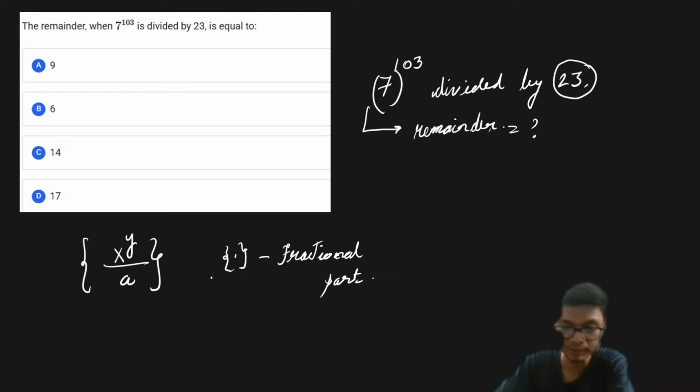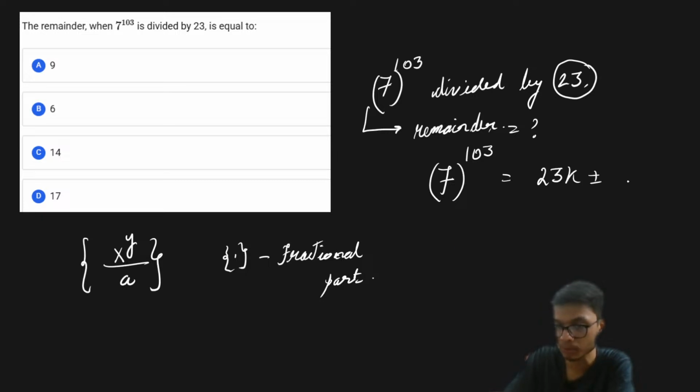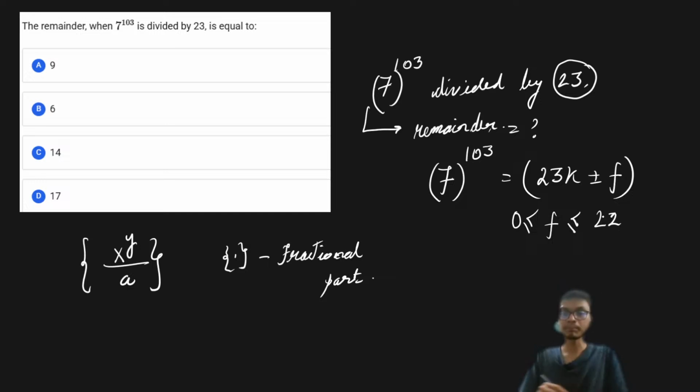let us use the binomial theorem in order to find a common factor such that it gets cancelled out, and ultimately you're left with one more term that will become the remainder. My task is to represent 7 to the power 103 as 23 times k plus or minus some part f, which can be 0 and can go up to 22.